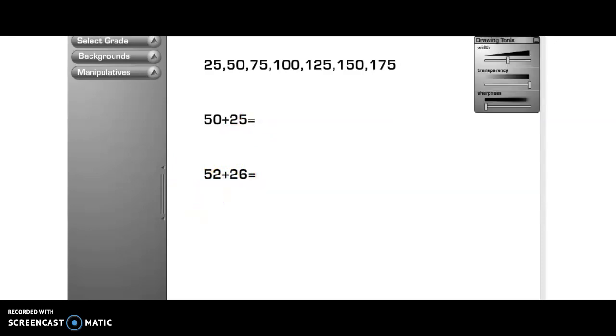But what if you have a problem like 52 plus 26? Well, I could make compatible numbers. So I could turn the 52 into a 50, and I can make the 26 into a 25. These are compatible numbers that I can easily add in my head mentally.